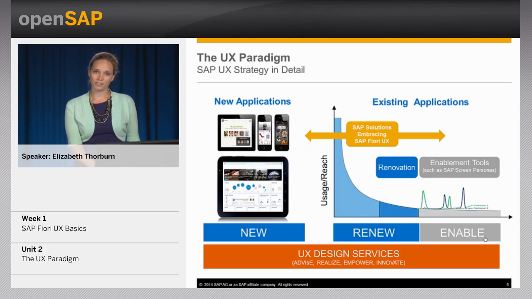The enable part of the strategy speaks to SAP recognizing that not all of our customers work the same. What may be a core and highly used business function for one customer might not be the same for another customer. We didn't want to create a new user experience strategy and then pigeonhole some of our customers by not offering what they needed. Therefore, we set out to create enablement tools that provided customers the ability to improve the user experience of SAP software that they find mission critical. An example of such an enablement tool is SAP Screen Personas.